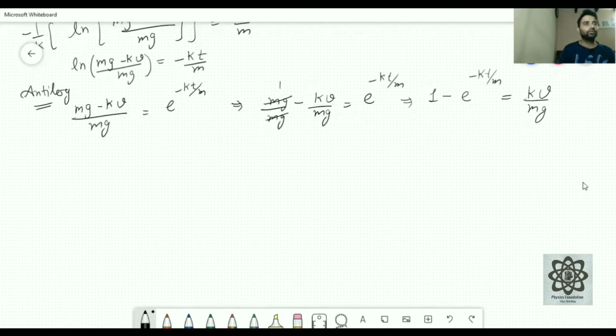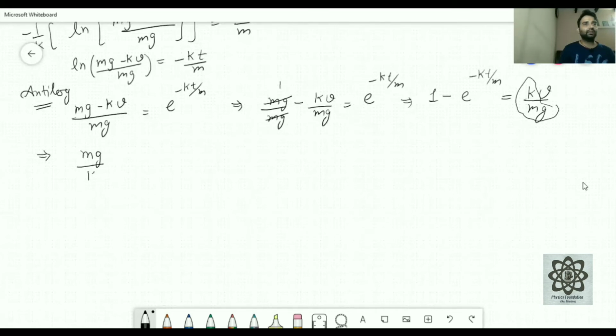So now we will take this whole term to the right hand side. So what we can write is mg by k, 1 minus e to the power minus kt by m is equal to velocity, and this is the function that we required, v as a function of time t, right? We can also find in here acceleration as a function of time also.